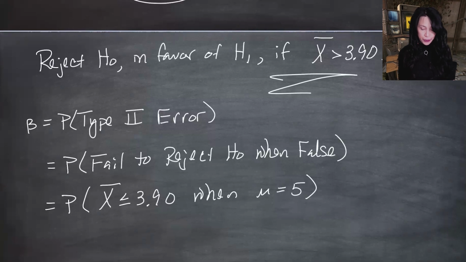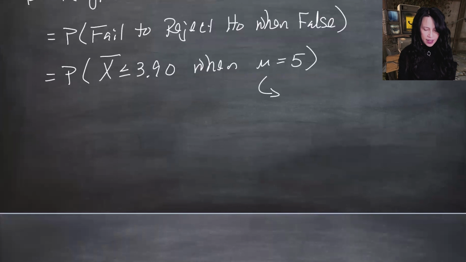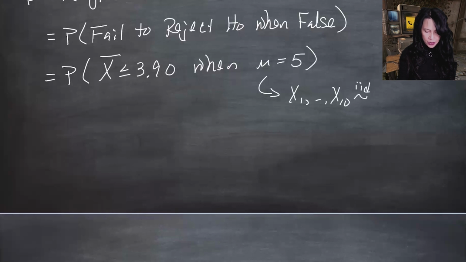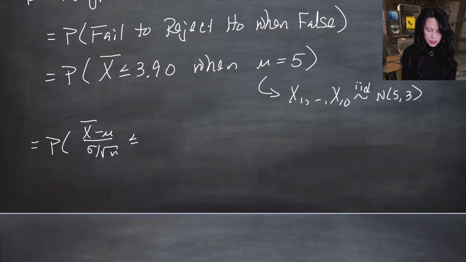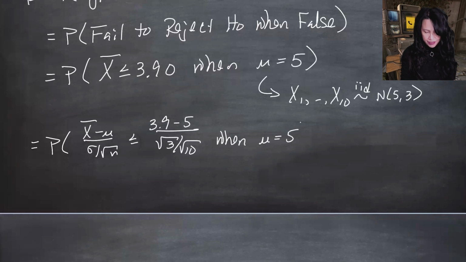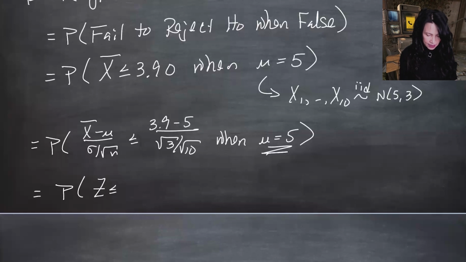This is a fixed number. If the mean is 5, then X1 through X10 are IID normal(5, 3). And going back to the left side, if I look at (x bar minus the mean mu) over sigma over the square root of n, this is less than or equal to (3.9 minus 5) over the square root of 3 over the square root of 10, when mu is 5. And if the true mean is 5, and we did this, then we did center it to 0, which means we get to call the thing all the way on the left Z. Then on the right, I think we get negative 2.01.